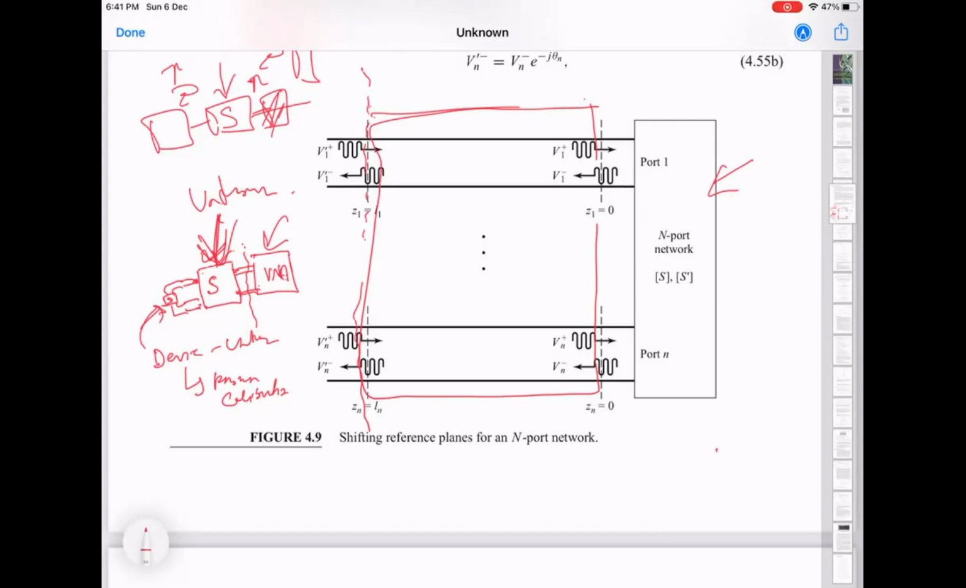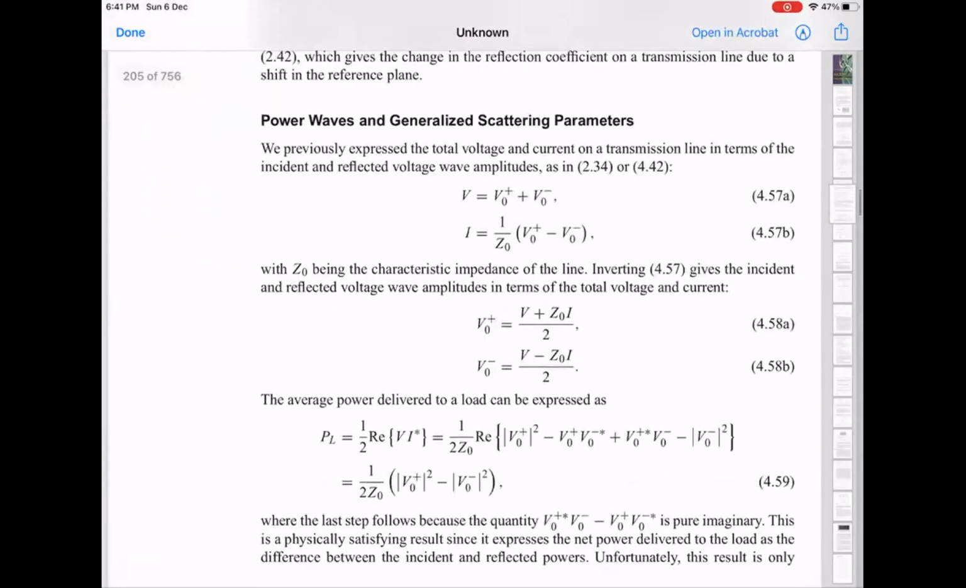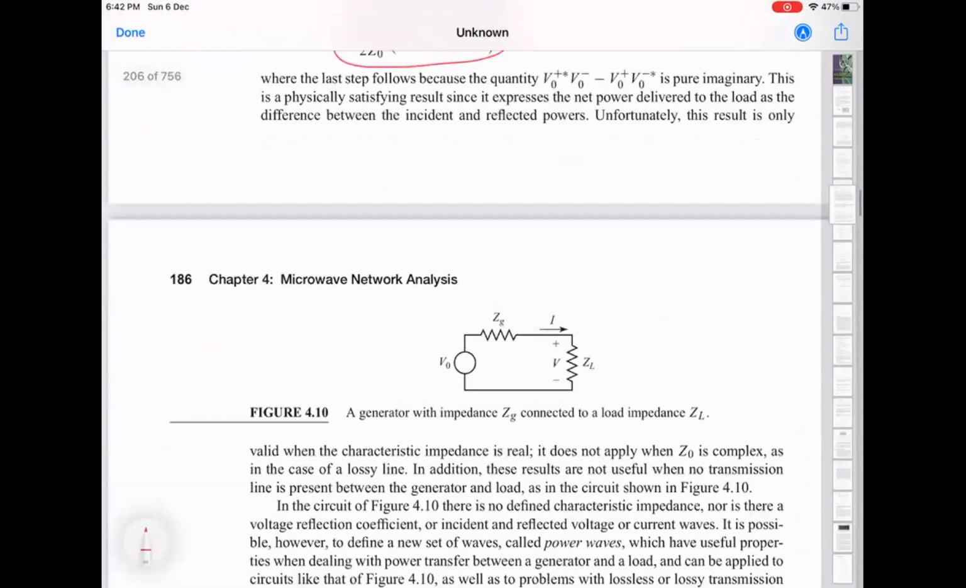All right. So let me see. There's something else I wanted to mention here for you to look at. Yeah, this idea of power waves is also interesting. It's again kind of obvious that the power delivered to a load will be like mod V plus squared minus V naught. So there's incoming power minus outgoing power, which is the power delivered. So they derive that.